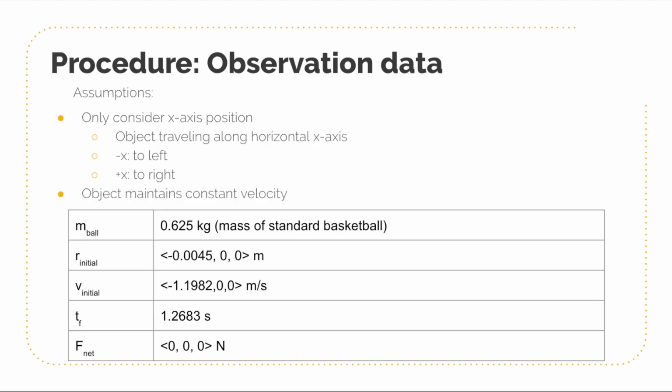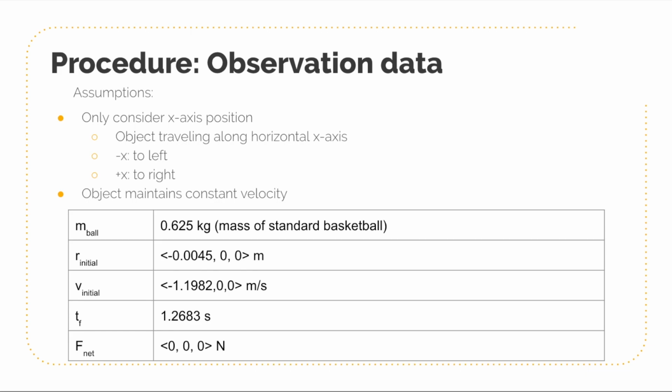Information required for the computational model can be extracted using data from Tracker. Recall that only the changes along the horizontal x-axis are considered, for the object is observed to be moving along a straight line from positive x towards negative x. The computational model should also assume constant velocity throughout.